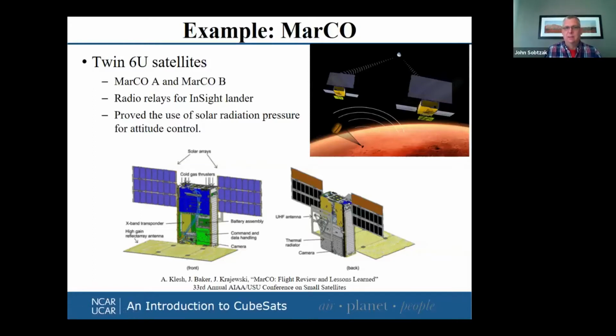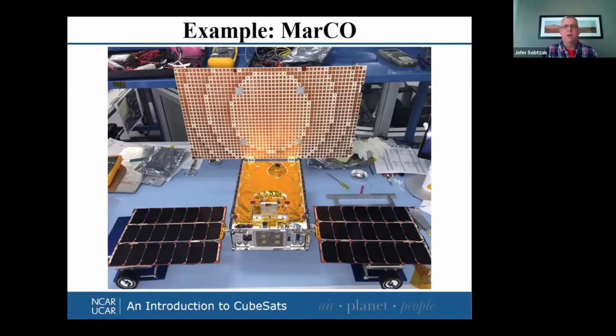So down here at the bottom, there are a couple of images of what the satellite had. You have a UHF antenna, probably for communicating with the InSight lander. There's a patch antenna on the end. The solar arrays, which are gimbaled so they could turn, allowed them to point the solar arrays at the sun or as close as possible while pointing the reflector array back at Earth. Here's an image you can find online of one of the MarCO satellites.